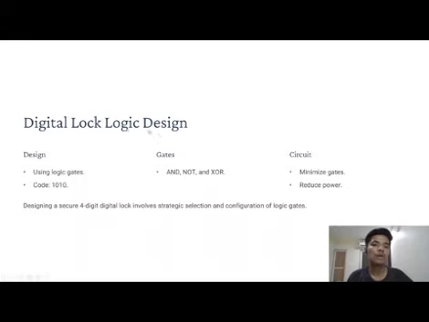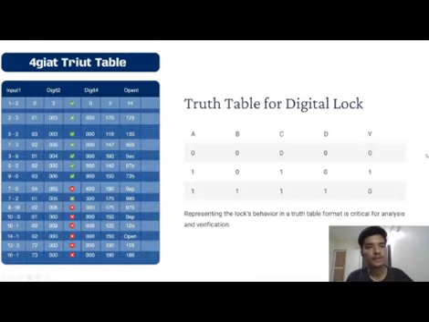So for digital lock design using logic gates, if our code is 1010, gates like AND, NOT, XOR are used in our circuit, and we minimize gates. So we use as few gates as possible so that the circuit complexity is reduced. So reduce power. We are designing a secure 4-digit digital lock, which involves strategic selection and configuration of logic gates.